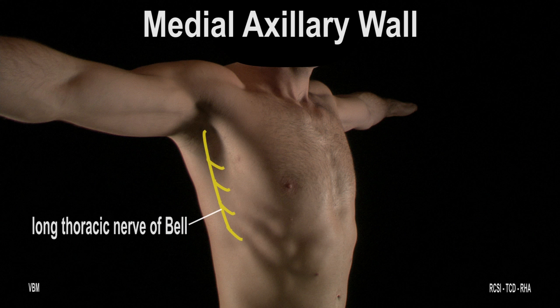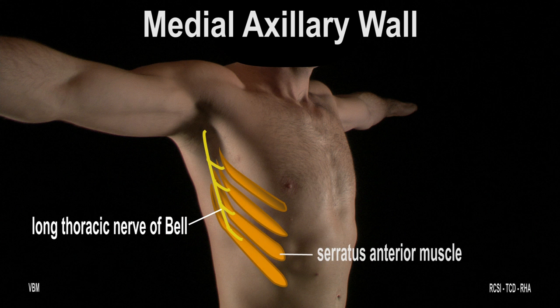The long thoracic nerve of Bell and the lateral thoracic artery pass down the medial wall of the axilla in the mid-axillary line. The long thoracic nerve of Bell innervates the serratus anterior muscle. The thoracodorsal nerve passes down posterior to the mid-axillary line. The thoracodorsal nerve innervates the latissimus dorsi muscle.